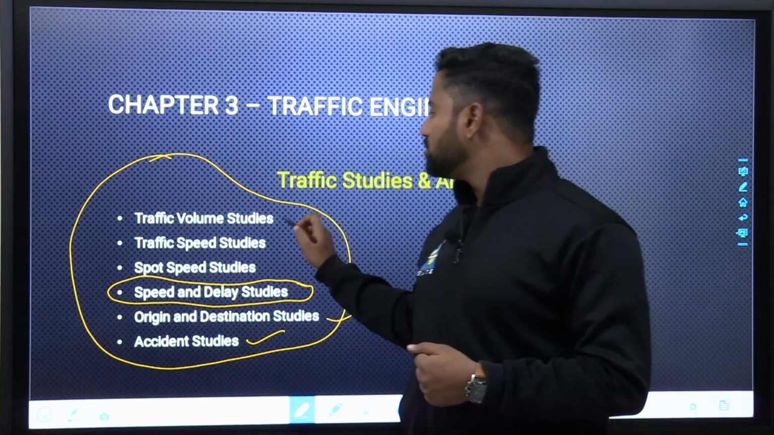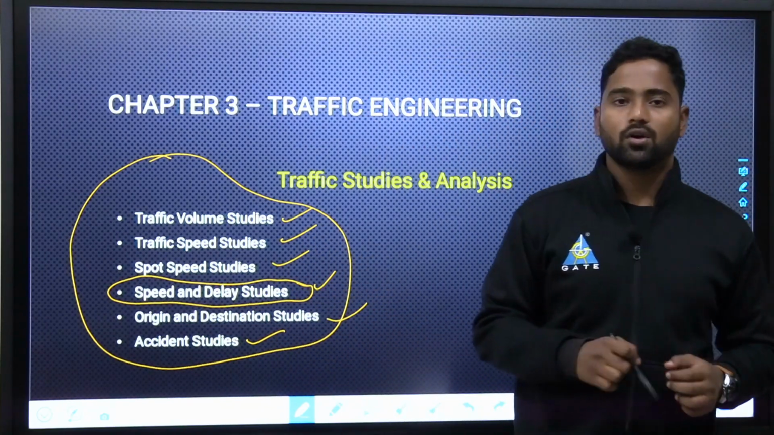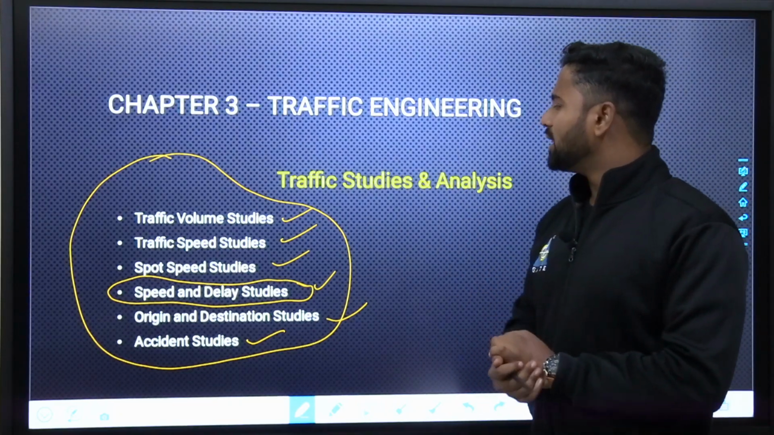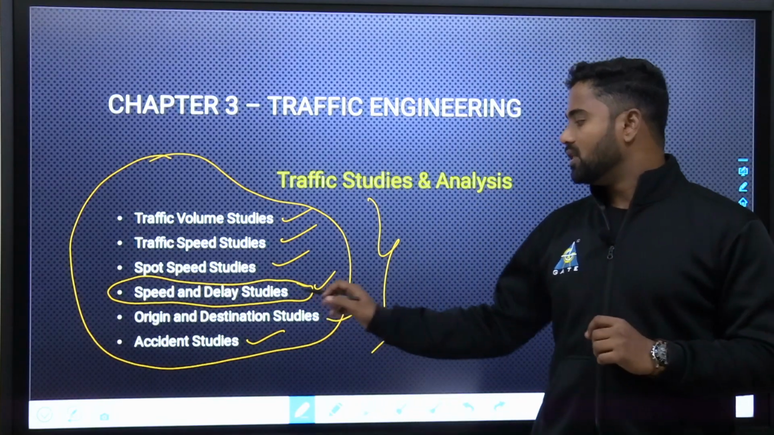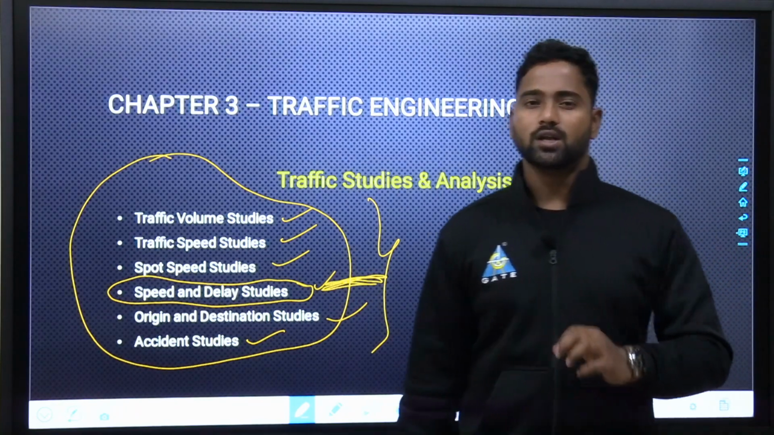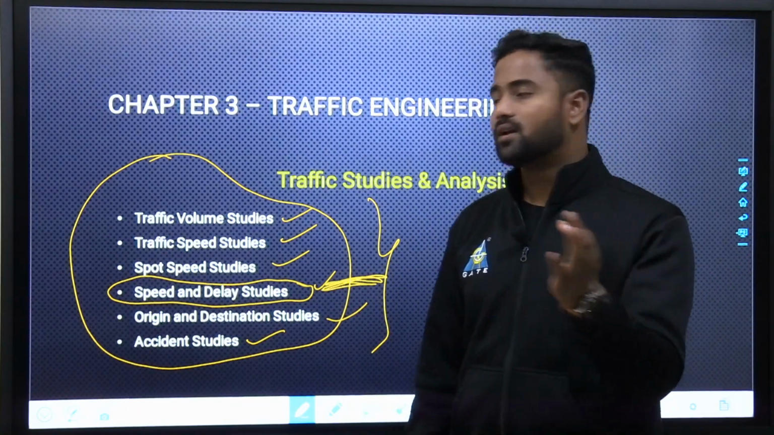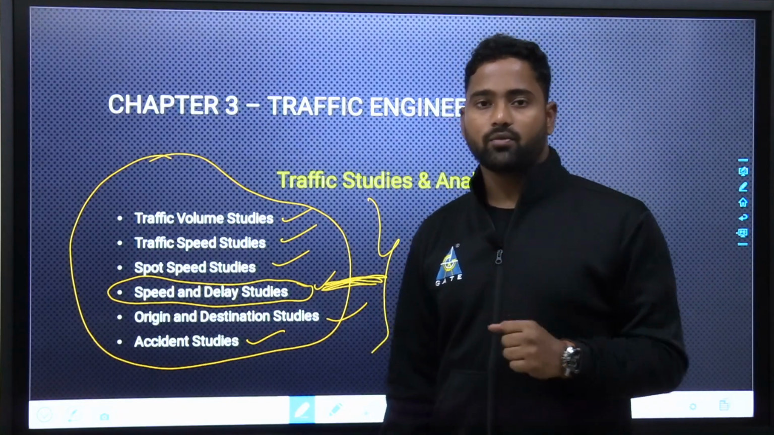So traffic volume studies, traffic speed studies, spot speed studies, speed and delay studies, origin and destination studies, all this analysis you can generally expect. If they want to twist the questions, they generally ask from speed and delay studies. You should be very thorough with the floating car method and riding check method, so that you can answer any type of question from here.